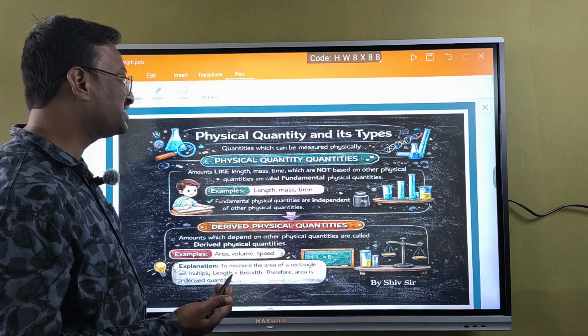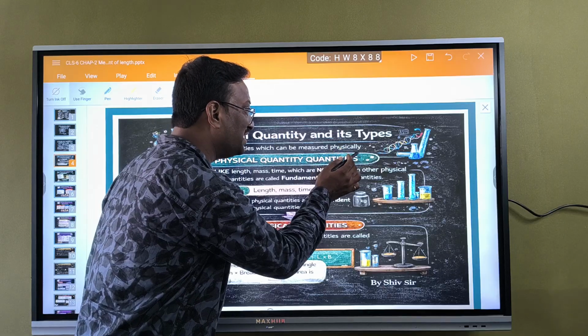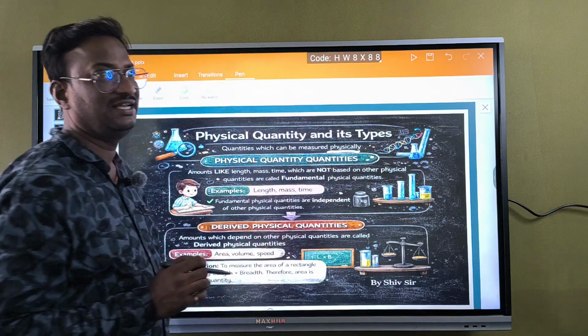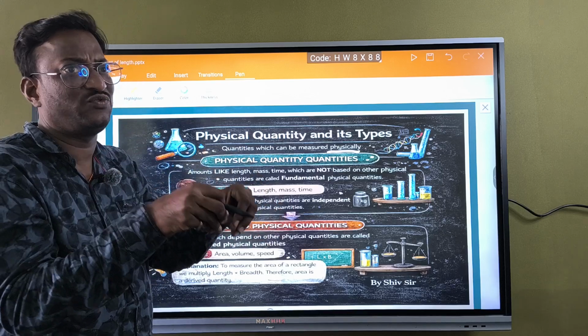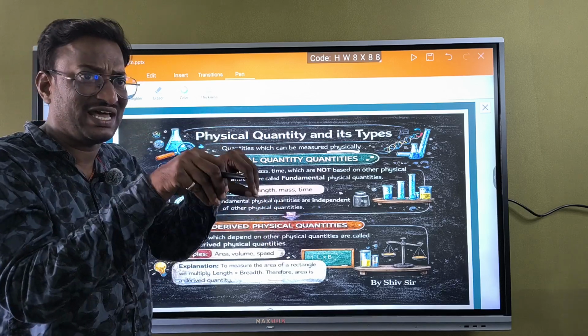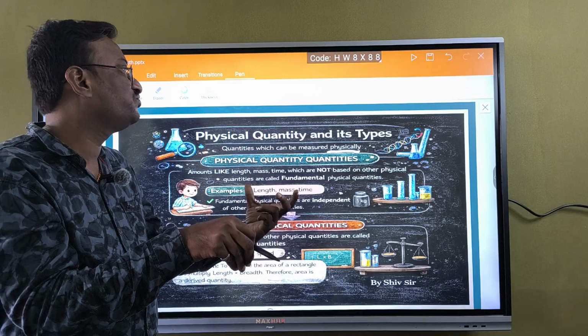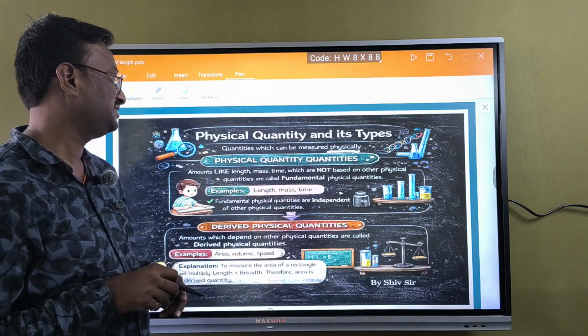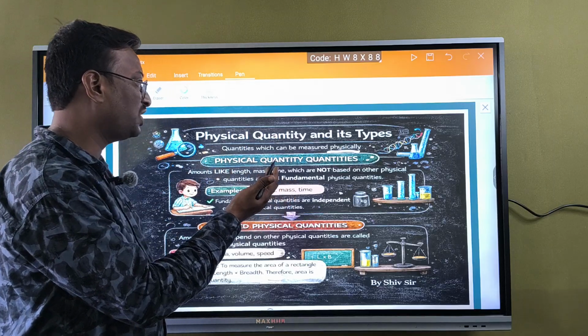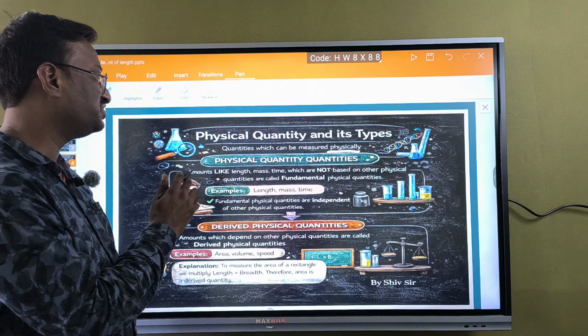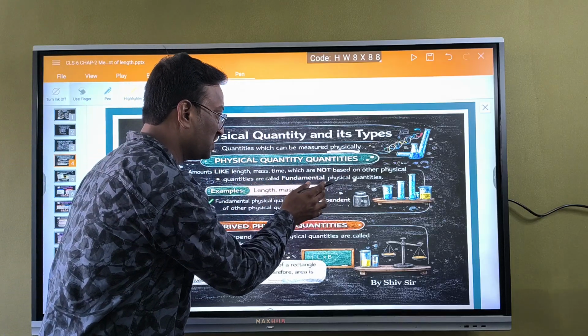The quantities which can be measured physically with our hands, directly, where we do the work with our hands physically, those quantities we call physical quantities. For example, length, mass, time, which are not based on other physical quantities, are called fundamental physical quantities.